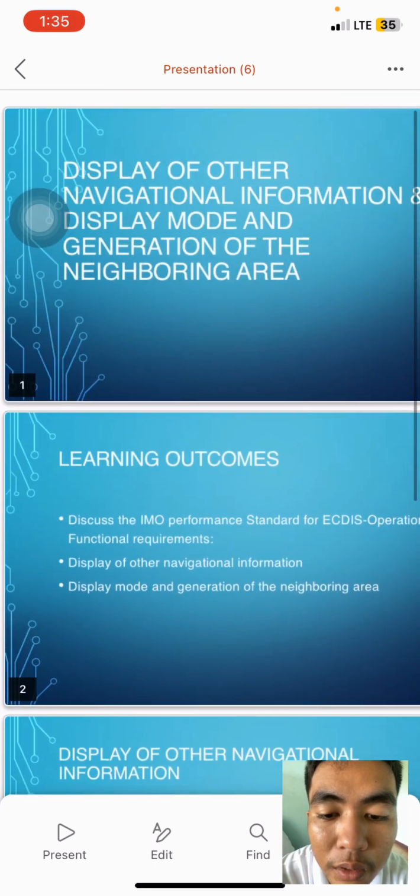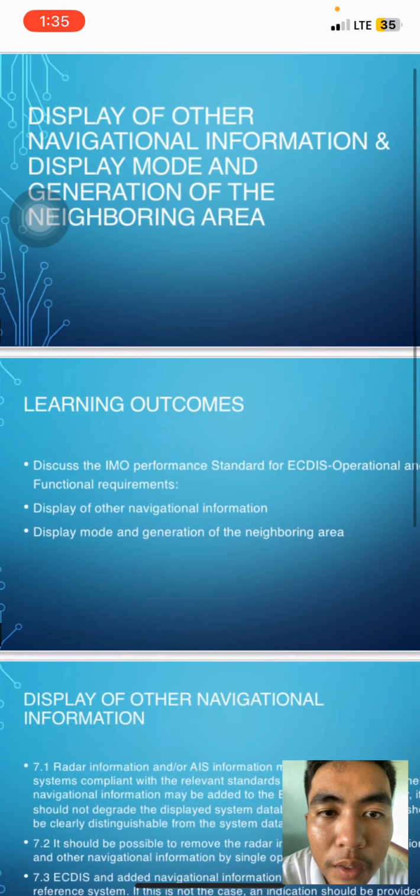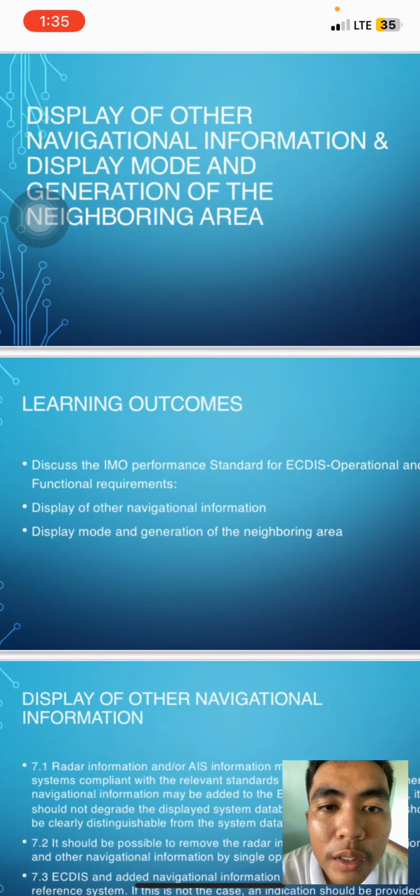So that's all for the discussion on the display of other navigational information and display mode and generation of the neighboring area.